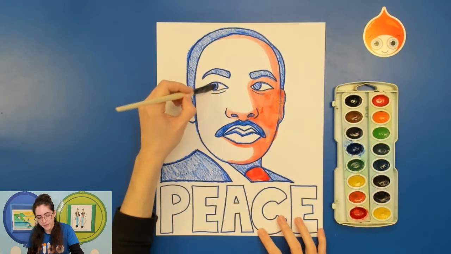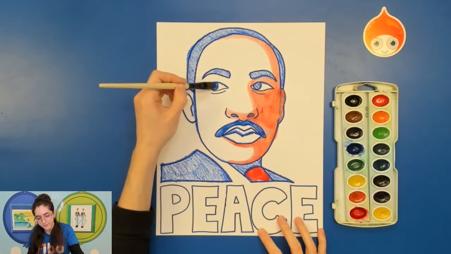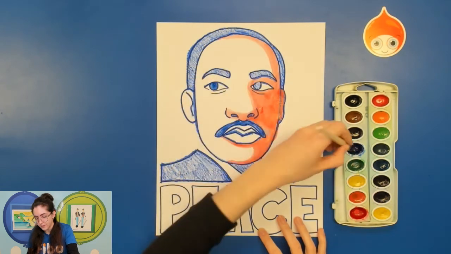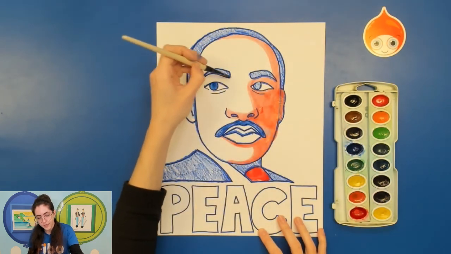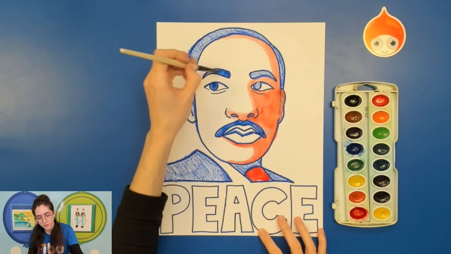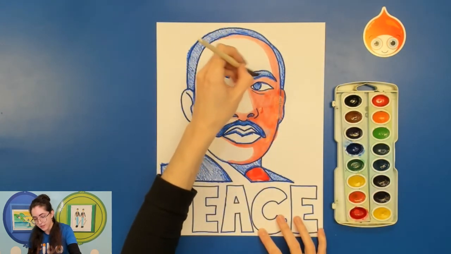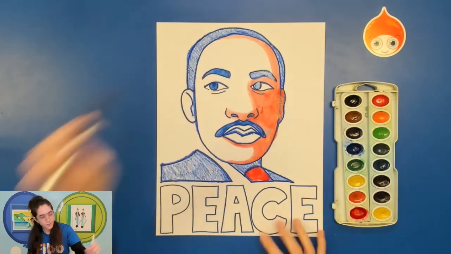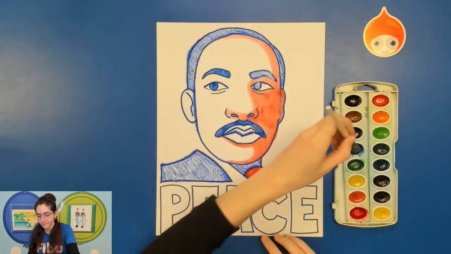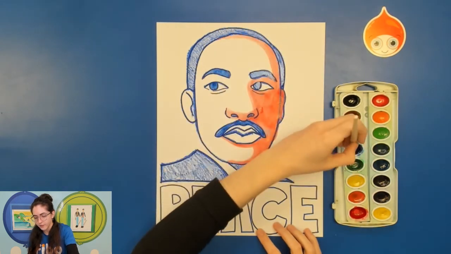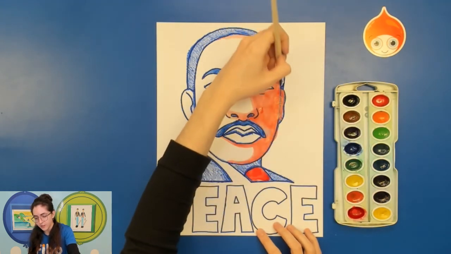Take this blue and fill in the eyes. And then I'll do the eyebrows. So you can see that oil pastel adds this really cool texture. Gives us just a little bit of something interesting to the picture. Take that blue, we'll do the hair. Of course, still be careful, try not to go outside your lines.